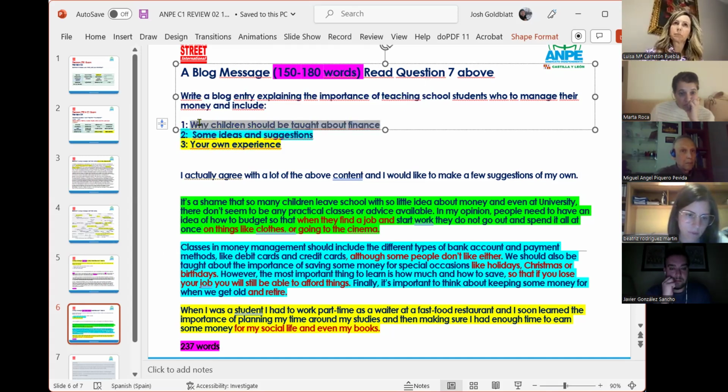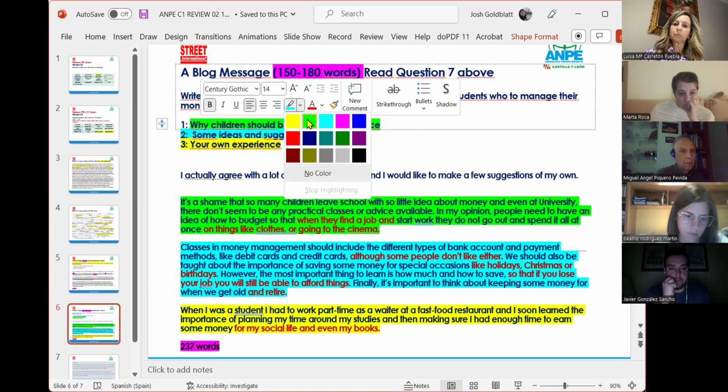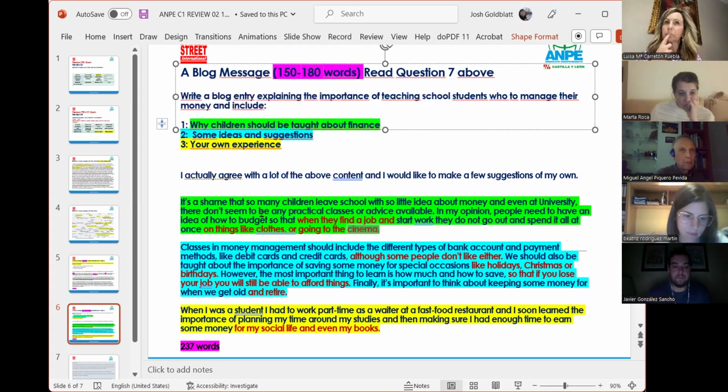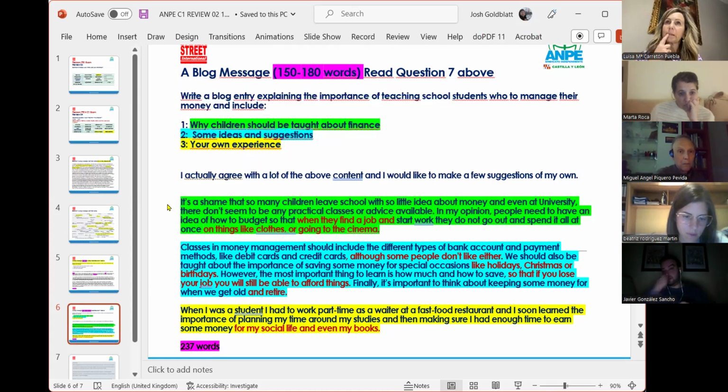And finally, why children should be taught about finance. Is that correct? The green part, is that what it says? Yes. Correct. So it's actually very, very good. The only problem was the order. Okay.